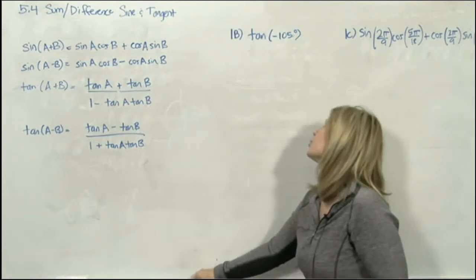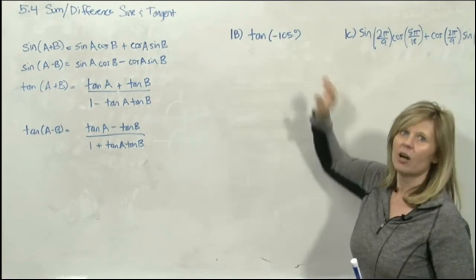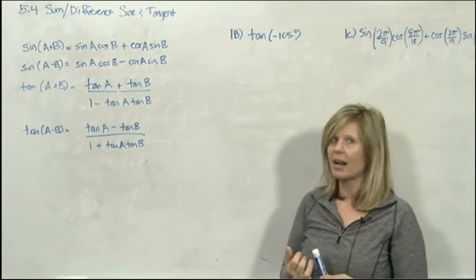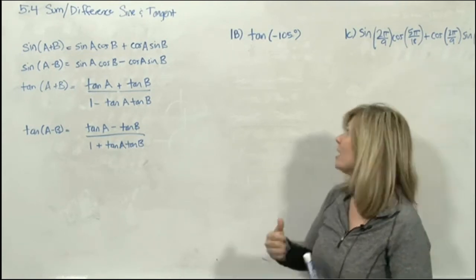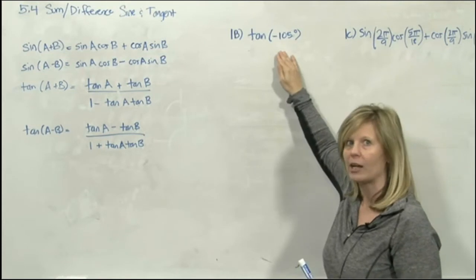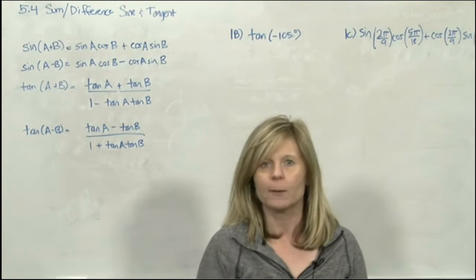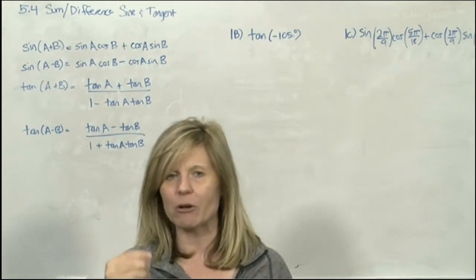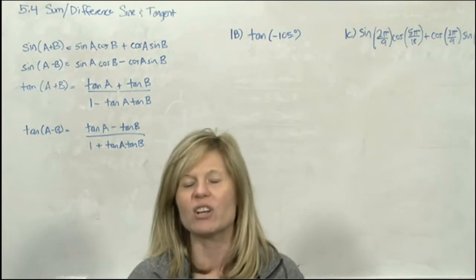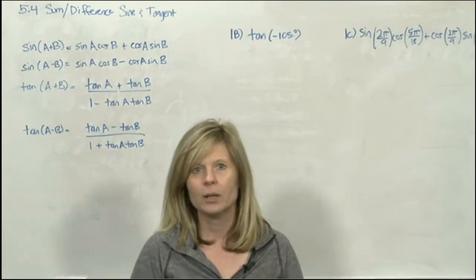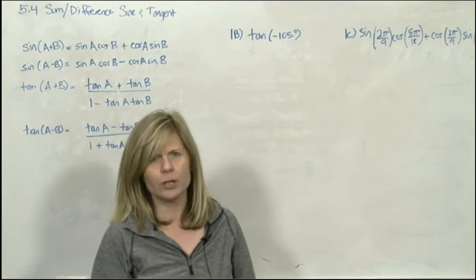So let's get to our notes to example 1b. If I want to look up the tangent of negative 105 degrees, I know that's not a quadrantal angle, and I know it's not 30, 45, or 60. So what I've got to do is break this up into not one angle, but two. I need an alpha and a beta. And the hard part is the thinking part. Can I think of two angles that will either add to negative 105 degrees or would subtract to negative 105 degrees that I can look up? So let's think a minute. What angles could we use?